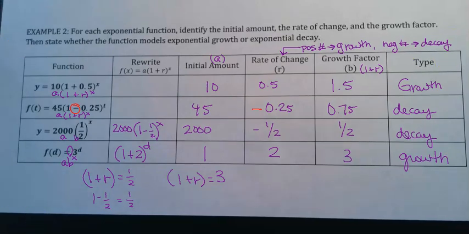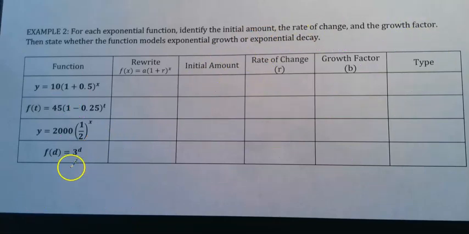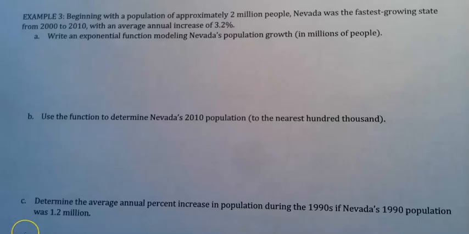All right, let's keep going. All right, next up with example 3. Okay, we have beginning with a population of approximately 2 million people, Nevada was the fastest growing state from 2000 to 2010.